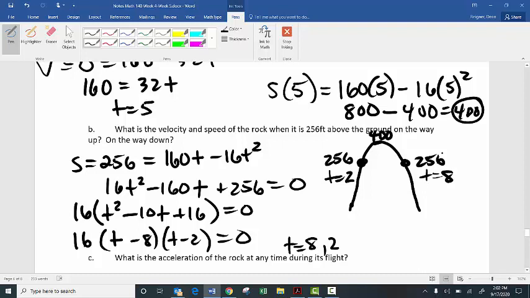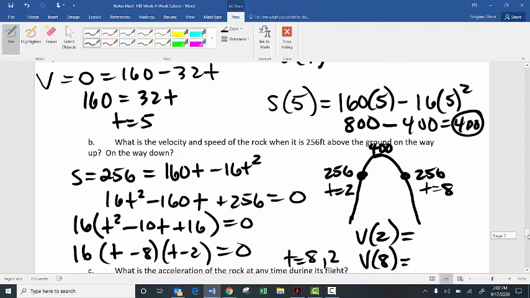All right, so now they should have the same speed. Okay, speed is an absolute value. Velocity sometimes has a direction, whether it's going up or going down. So what you do then is you just put 2 and 8 into the velocity function. Right? So you put 2, and then you put 8 into the velocity function. All right, so up above, we had the velocity function, 160 minus 32t. So if you take 160 minus, in this case, when you put in 2, that'll be 64.